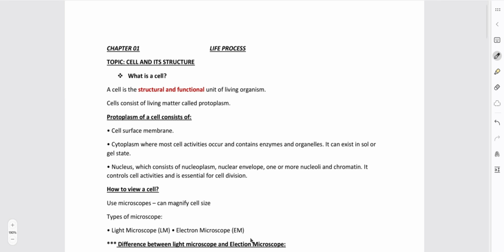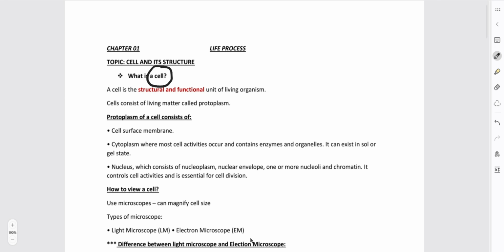What is the fundamental unit of life? The fundamental unit of life is the cell, right? Now, in our O-level biology textbooks, the definition of cell is not given properly. They say that the cell is the building block of life, or that cells make up living things. They say a lot of things, right? But there is a proper definition of cell in biology.